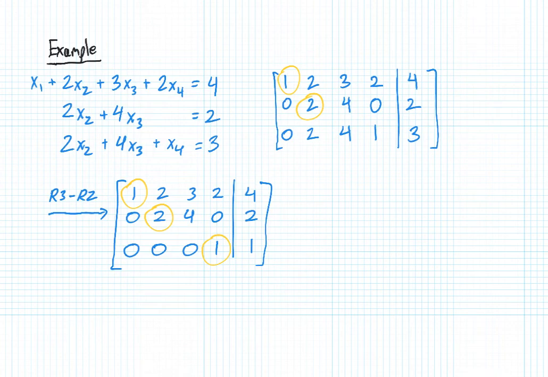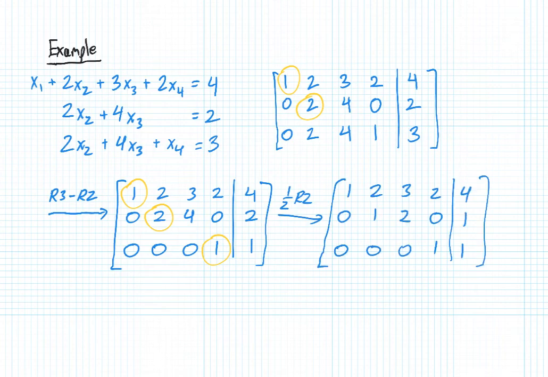So now the next step of the Gauss-Jordan elimination method is to make the pivots 1. So the pivot in the first row is already a 1. For the second row, we need to divide by 2 to make that pivot a 1. Okay, so we can do that. And now all 3 of the pivots are equal to 1.